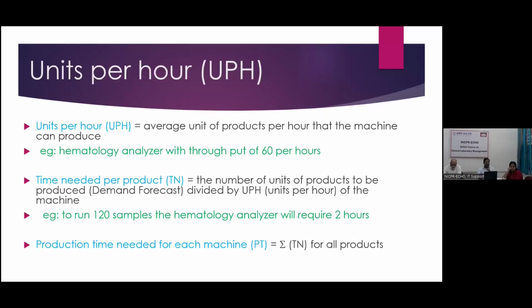Then there is units produced per hour. This is the average number of units produced per hour. For example, a 5-part hematology analyzer usually has a throughput of 60, that is, it can run 60 samples per hour, but that is the maximum capacity. Then time needed per product is the number of units of products to be produced divided by units per hour. So to run 120 samples in a hematology analyzer with a throughput of 60, we will require 2 hours.